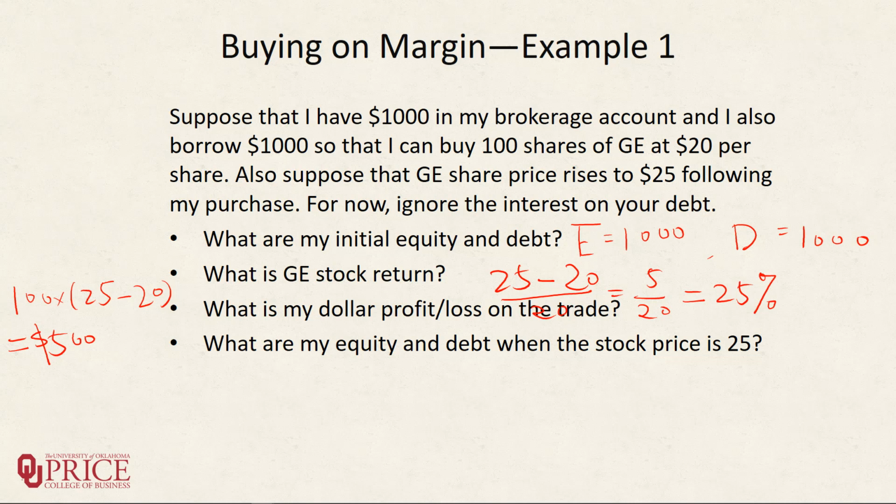The fourth question, what are my equity and debt when the stock price of GE is $25 per share? When we trade on margin, in other words, when we borrow money to trade, we bear all the losses and the gains. If we make money from the trade, that's our gain. If we lose money, that's our loss. The creditor doesn't really bear any gain or loss. In this case, the $500 gain is all mine. Therefore, my equity went up by $500, so my new equity is $1,500, and my debt doesn't change.